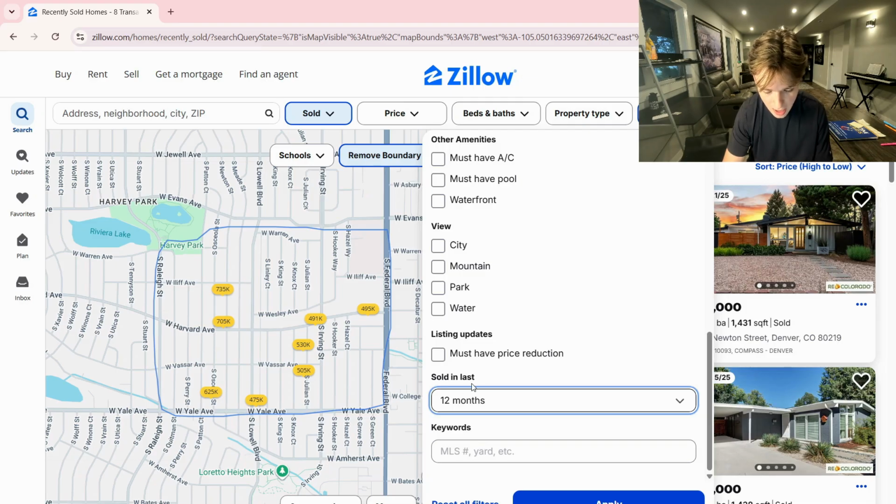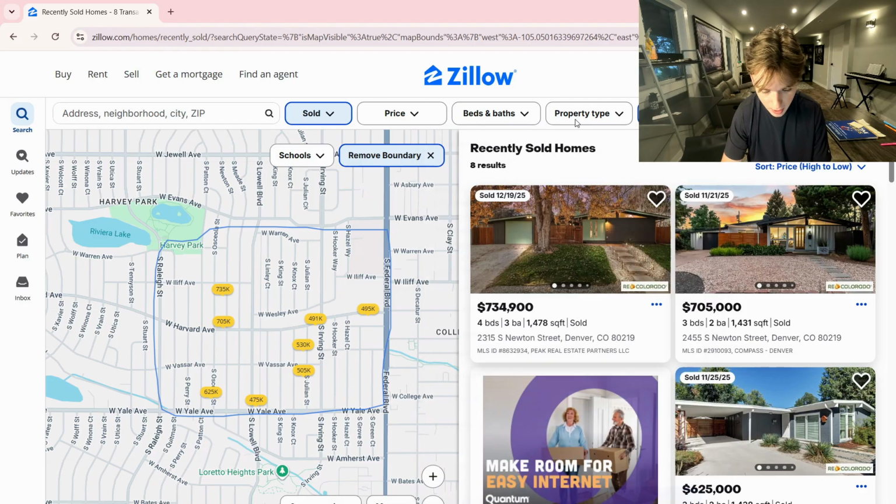I never, ever, ever find comps going out 24 months or 36 months. If I do, that means that it's just not a good deal and there's not enough sales. So the maximum I would say is 12 months. Now, if you have a comping software that can do 9 months, that's my favorite to do. But we can apply all of these comps.